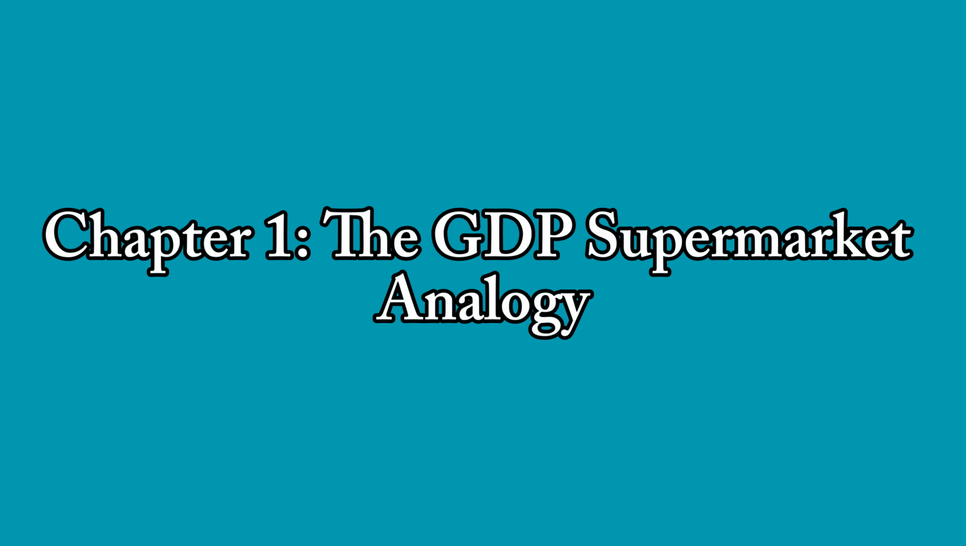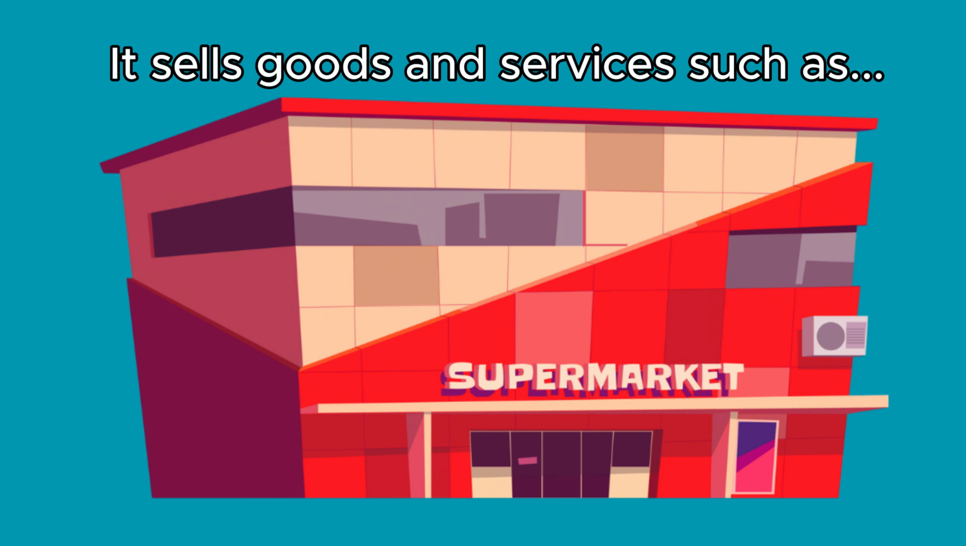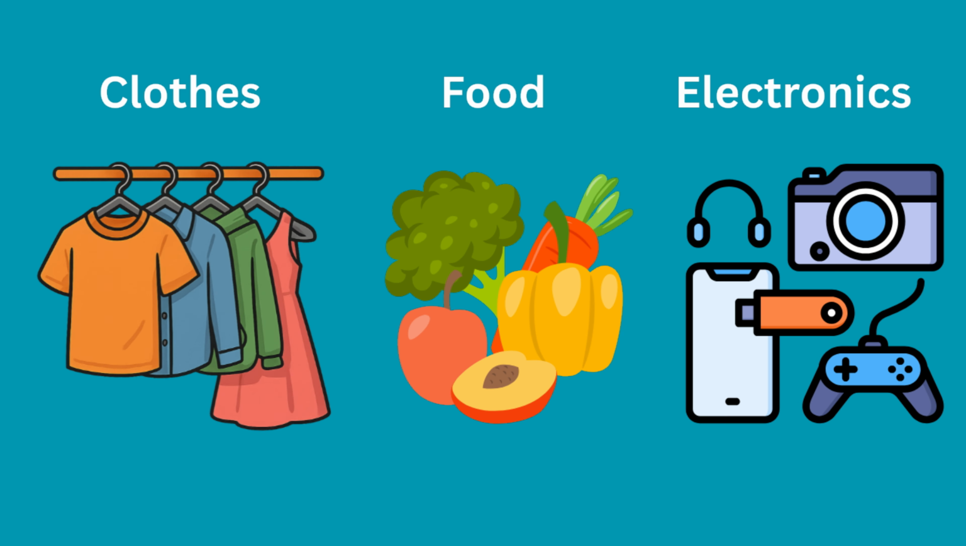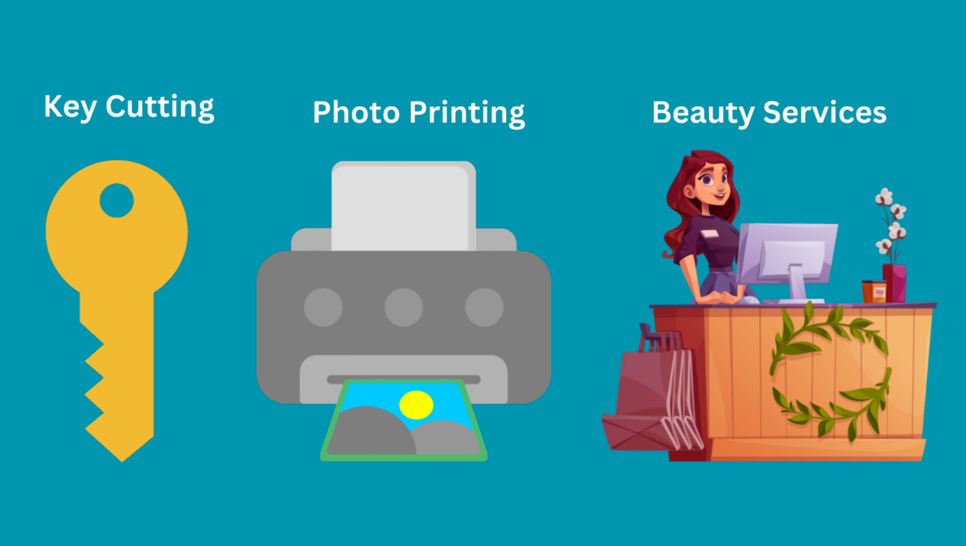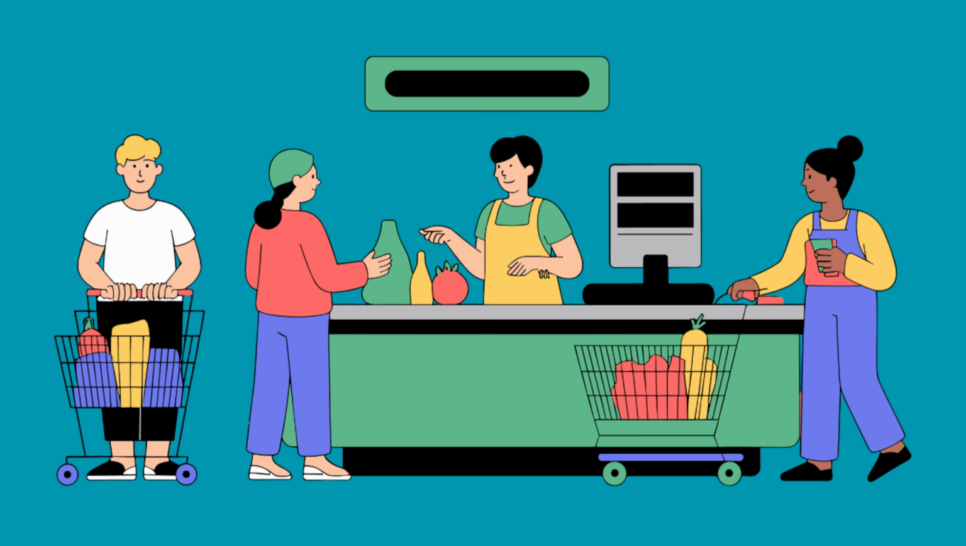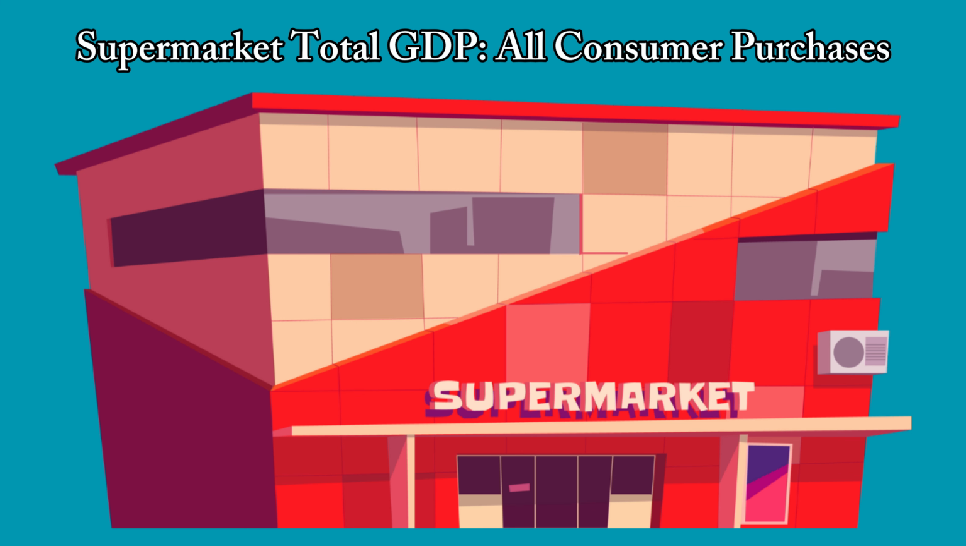The supermarket analogy. Think of GDP like a giant supermarket. This supermarket sells products like clothes, food, and electronics. And it also sells services like key cutting, photo printing, and beauty services. Every time someone buys a good or a service in that supermarket, the price they pay is added together. At the end of the day, the sum of all those prices is the supermarket's GDP.